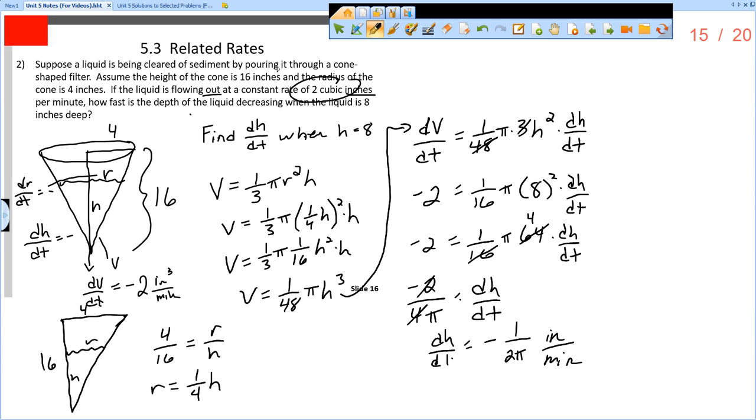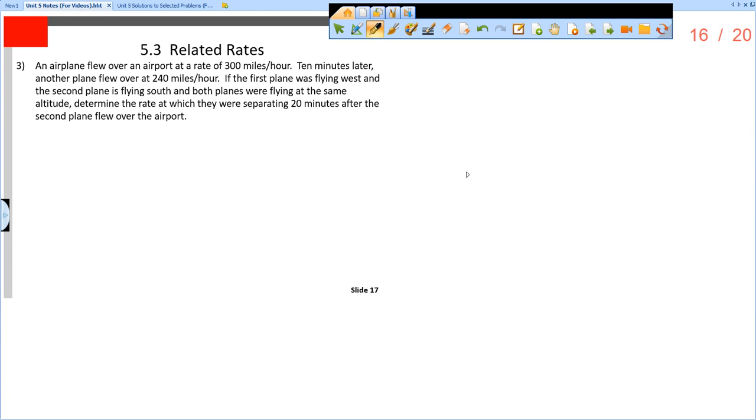Now let's go on to slide number 17. Similar, but a little bit different. An airplane flew over an airport at a rate of 300 miles per hour. 10 minutes later, another plane flew over at 240 miles per hour. If the first plane was flying west and the second plane was flying south, and both planes were flying at the same altitude, determine the rate at which they were separating 20 minutes after the second plane flew over the airport. We're going to start by drawing a picture. I'm just going to call this the airport.